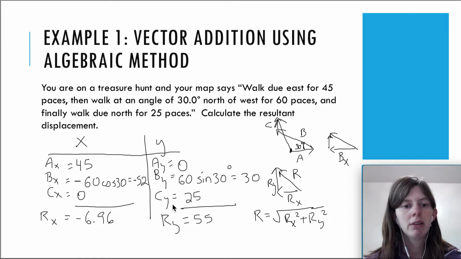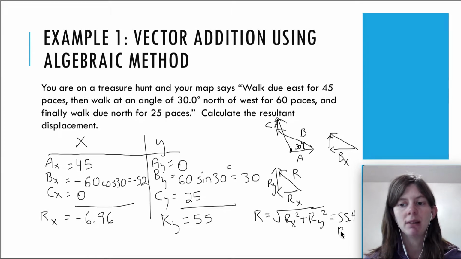So when we plug in these numbers, we end up with 55.4. And the units here is going to be paces. And then the direction, I said in the previous slide, step 5, that you're going to use the inverse tangent of the y over the x.